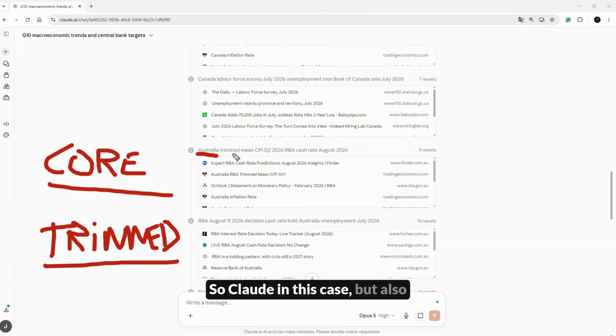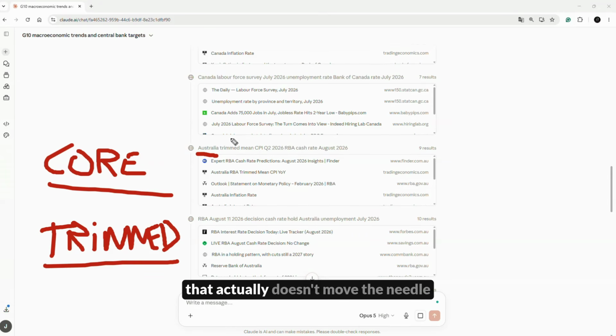So Claude in this case, but also ChatGPT, they're very smart in understanding, based on the prompt that we gave them, what actually matters for the central bank. So it's not going to focus on the data that doesn't move the needle.